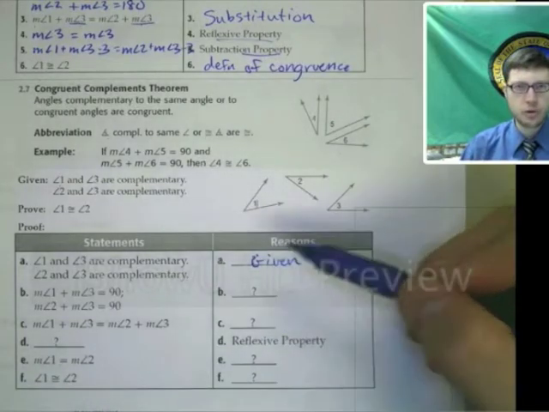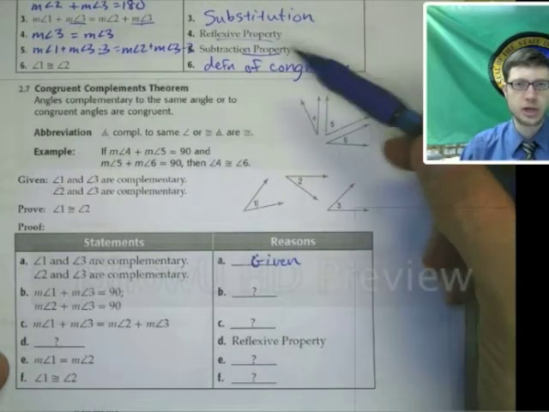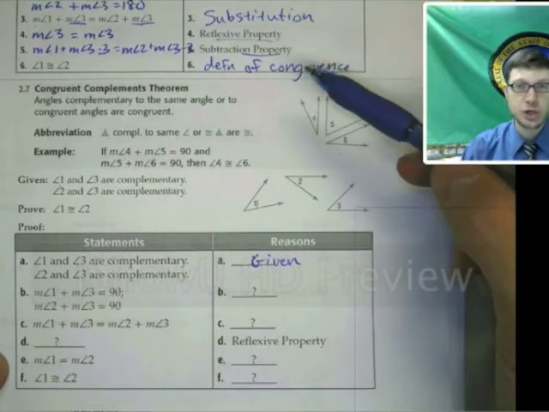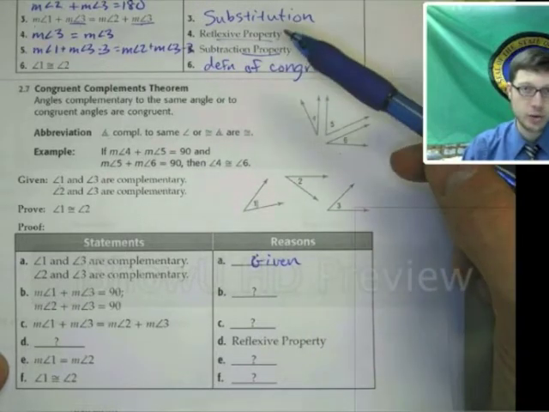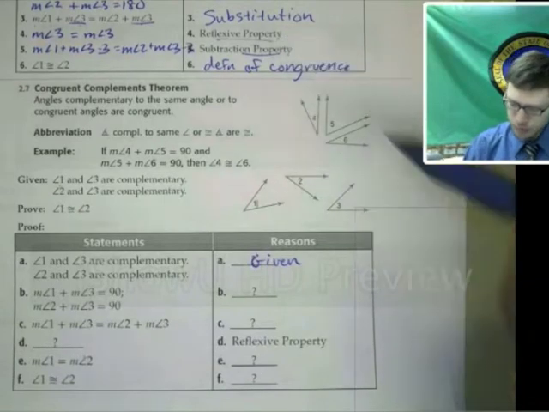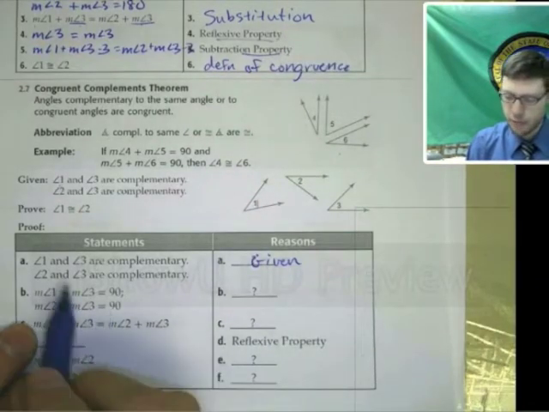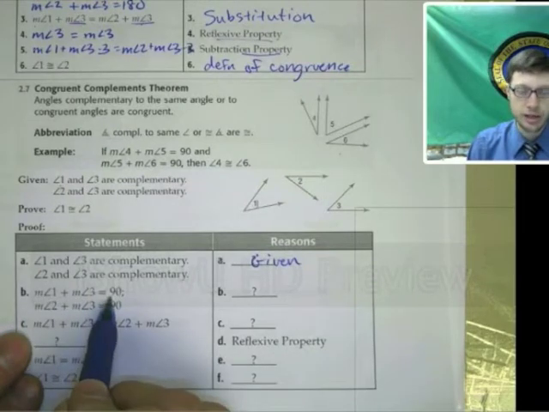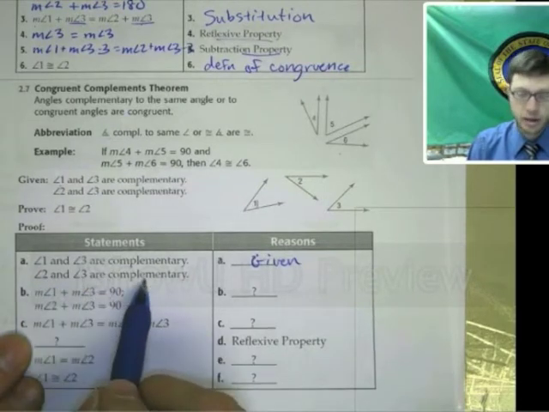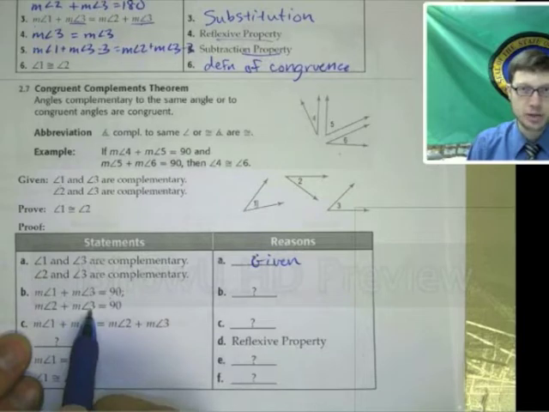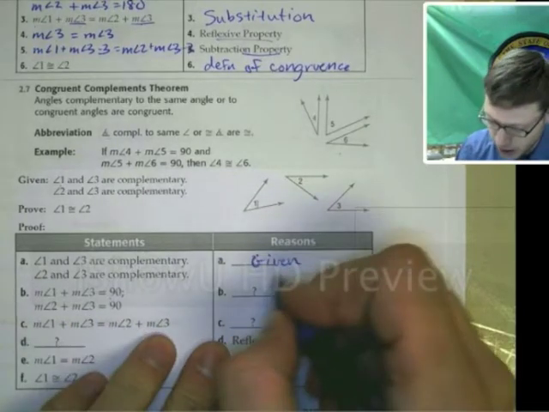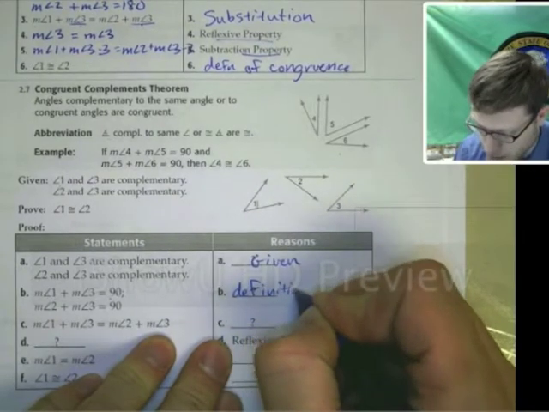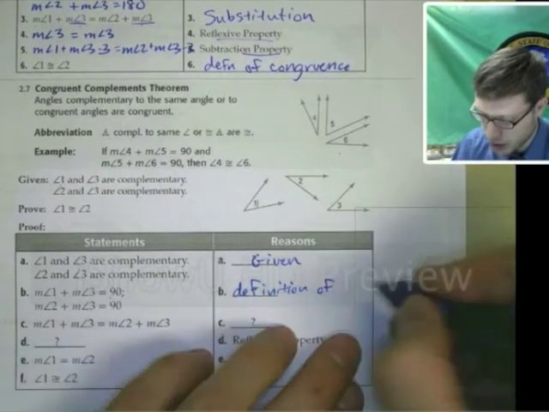From before, if you look back up at your notes, up in this section, we talked about how our second statement is the definition of supplementary angles and what we wrote down. Turns out the same thing happens here. If 1 and 3 are complementary, then their measures add up to 90 degrees. If 2 and 3 are complementary, then their measures add up to 90 degrees. So we're going to say definition of complementary angles.